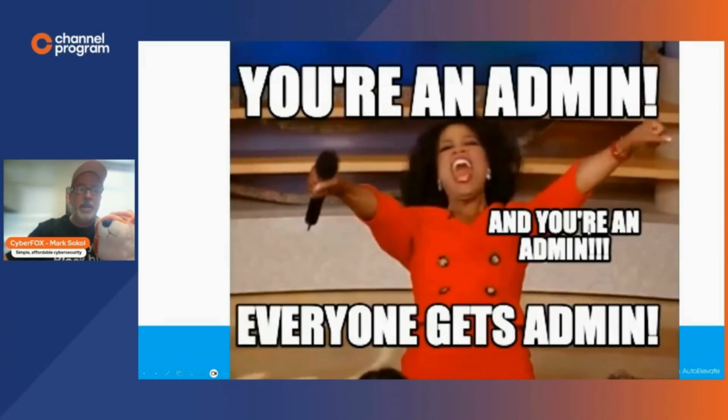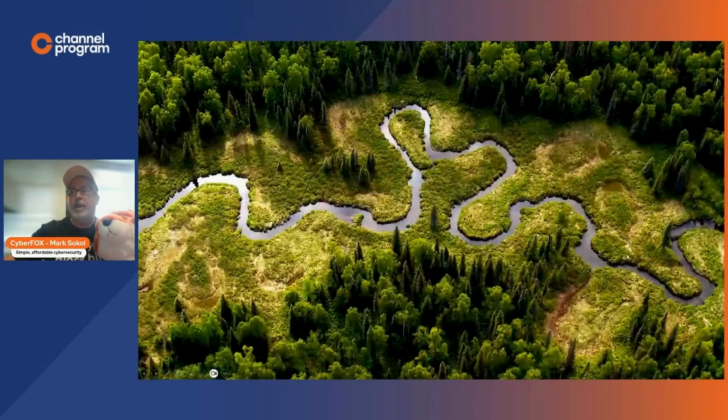And why is that? Ultimately, here's Oprah giving away admin access. I do believe everybody got it. Actually, they did have to pay taxes that day on getting admin access, but we don't want that. We don't want everybody to have admin access.